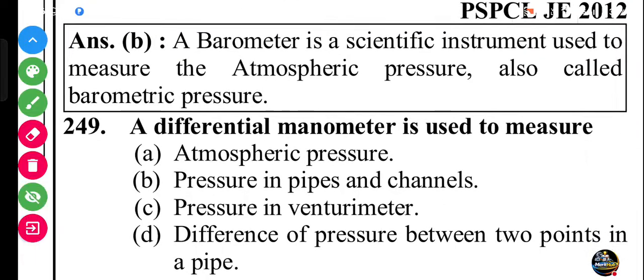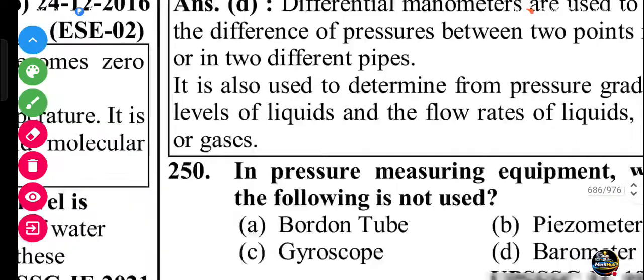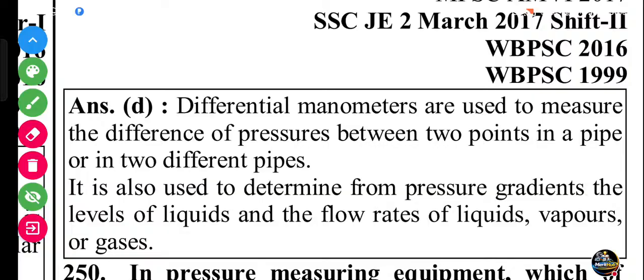Question number 249. A differential manometer is used to measure atmospheric pressure, pressure in pipes and channel, pressure in a venturimeter, or difference of the pressure between two points in a pipe. D is correct. Explanation is given. Differential manometers are used to measure the difference of the pressure between two points in a pipe or in two different pipes. It is also used to determine pressure gradients, the levels of the liquids and the flow rates of the liquids, vapor or gases.